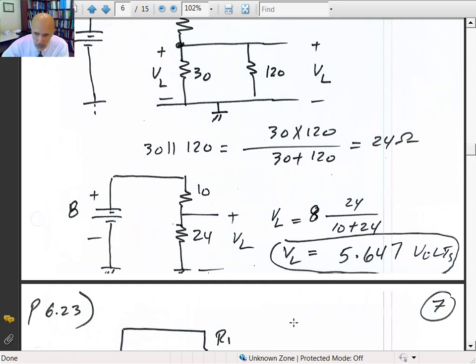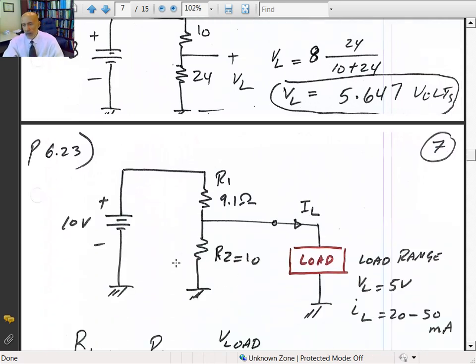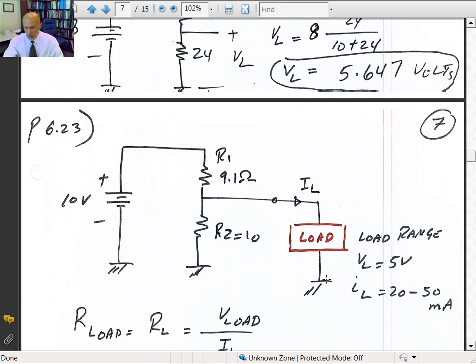Problem 23, it says determine the normal range of the output voltage for the circuit shown in figure 6.51A. Again, you got a voltage divider supply here. You have a load. The load voltage V sub L is equal to 5 volts, but the current could go anywhere from 20 to 50 milliamps by adjusting the resistance value of the load.